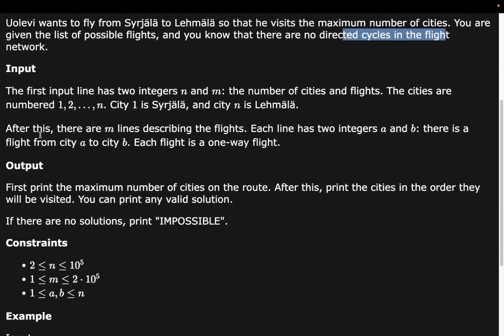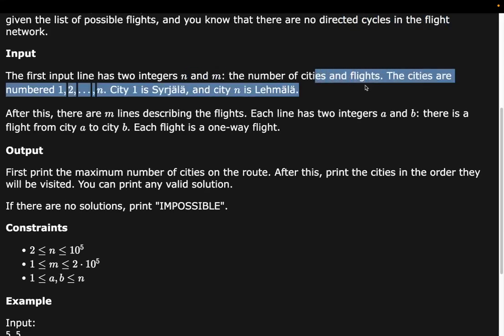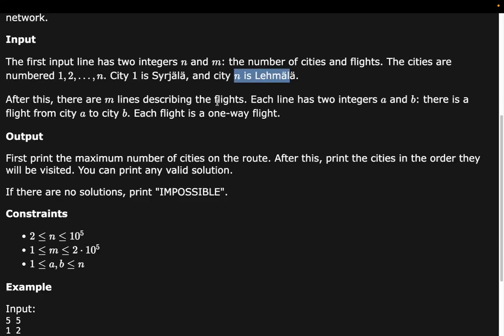So the first input contains two integers n and m, the number of cities and flights. The cities are numbered 1 to n. City 1 is Syrjälä and n is Lehmälä. So Olivi wants to go from city 1 to city n. After this, there are m lines describing the flights. Each line has two integers a and b. There is a flight from city a to city b, and each flight is a one-way flight.